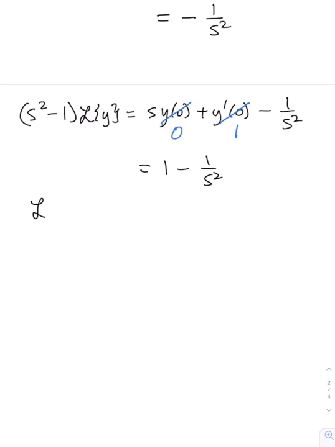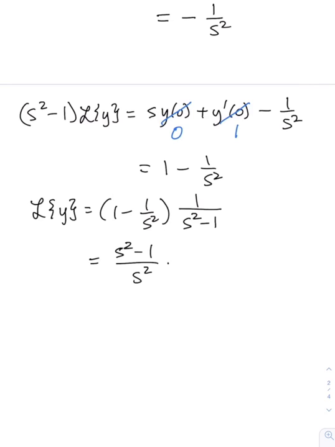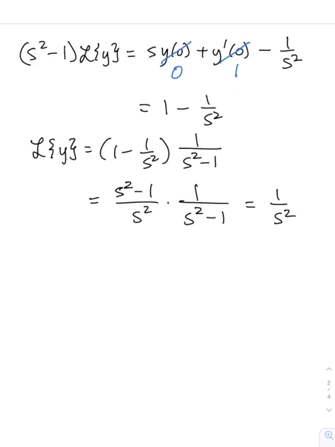I'm continuing to solve for L of y. So L of y is 1 minus 1 over s squared times 1 over s squared minus 1. We could put that first expression over a common denominator, so s squared minus 1 over s squared times 1 over s squared minus 1. Then that just simplifies to 1 over s squared. So I have that the Laplace transform of y is 1 over s squared.